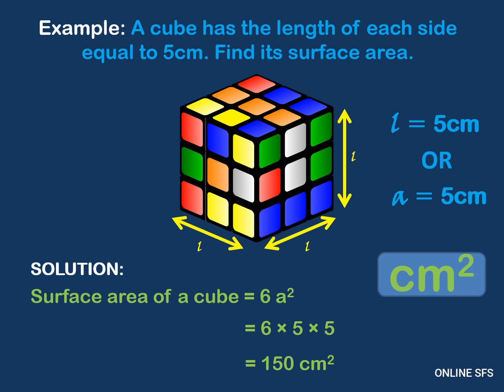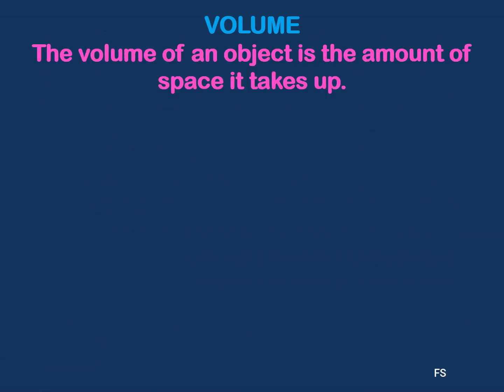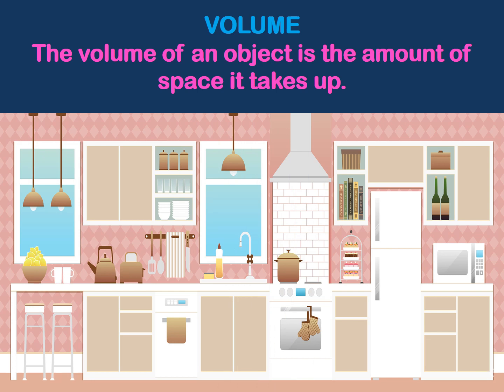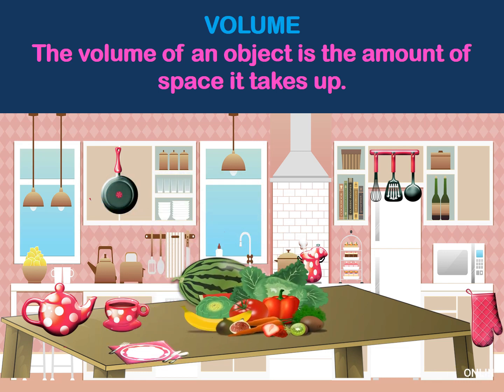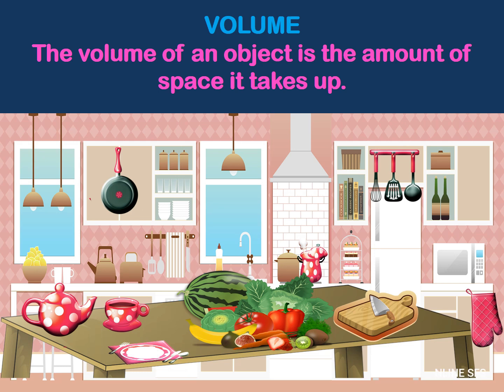Now let's see how we can calculate the volume of a cube. First, let's understand the concept of volume. Volume of an object is the amount of space it takes up, or in other words, the amount of three-dimensional space something takes up. In this picture, you can see different objects taking a different amount of space in the kitchen. Each object will have its own volume as it is occupying a different amount of three-dimensional space.